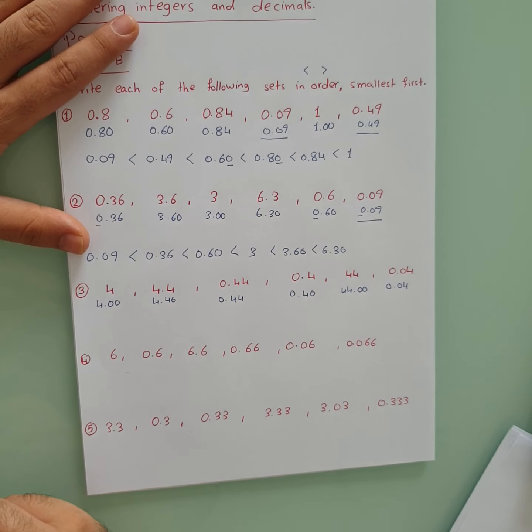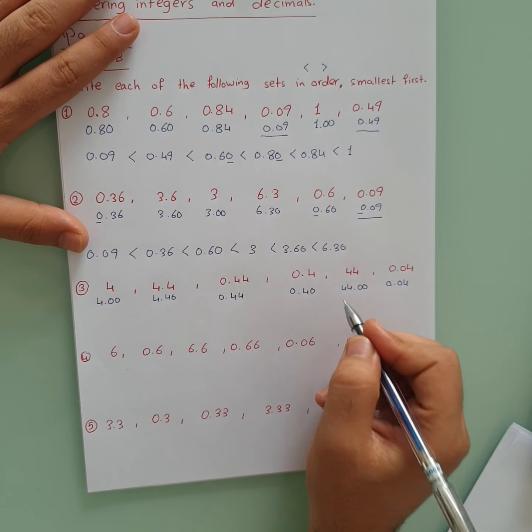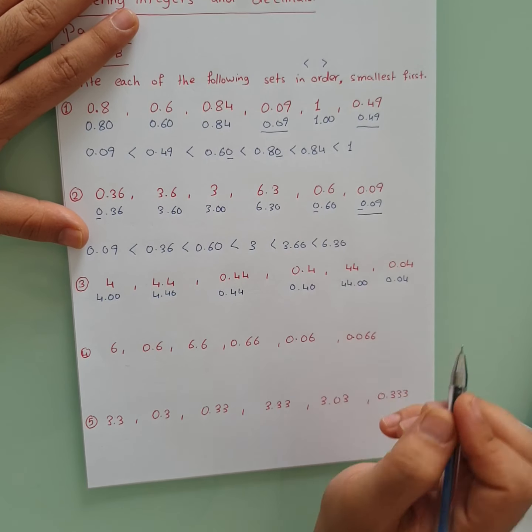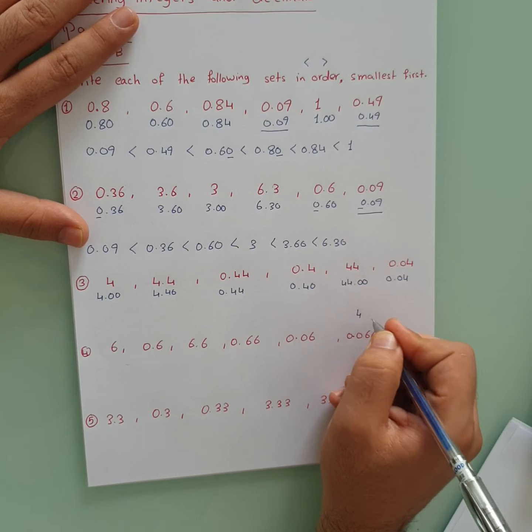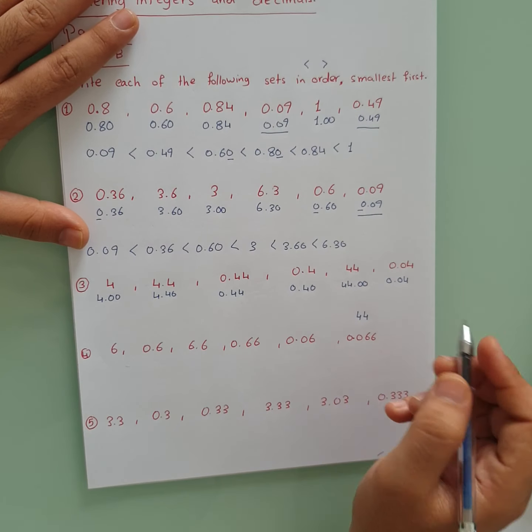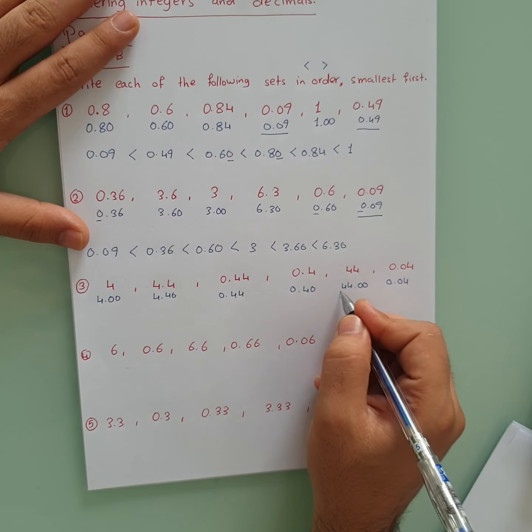Okay, now leave the 4s alone. You know, this is 44. This is going to be the last for sure. Okay, I will just write it here because it's going to be my last number. So this is the highest one. I am done with this one.